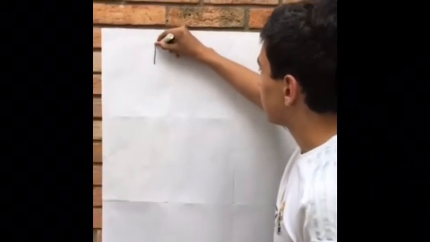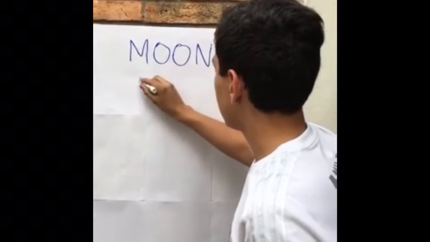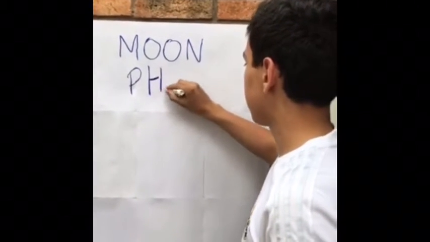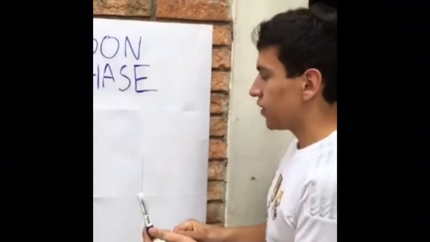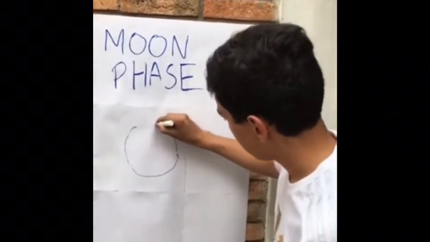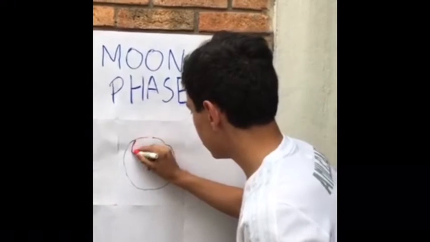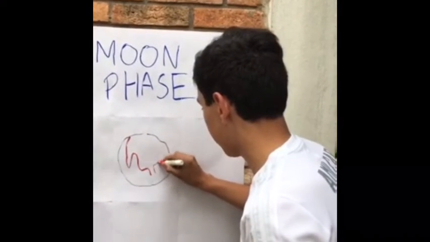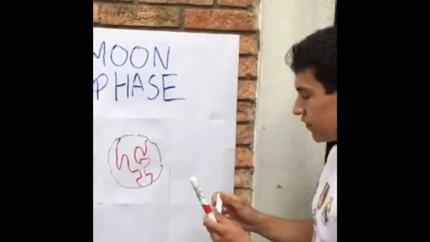Now I am going to talk about the moon phase expressed in trigonometry. The topic is the moon phase. We have the Earth represented here with this circle. This is our Earth. And we have the moon.